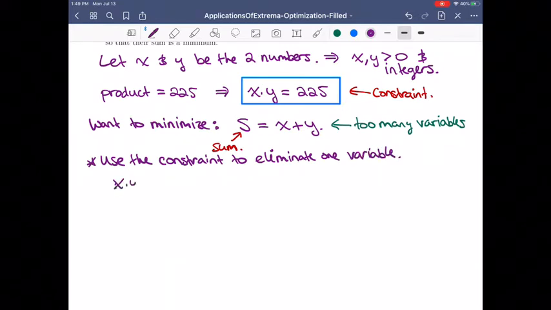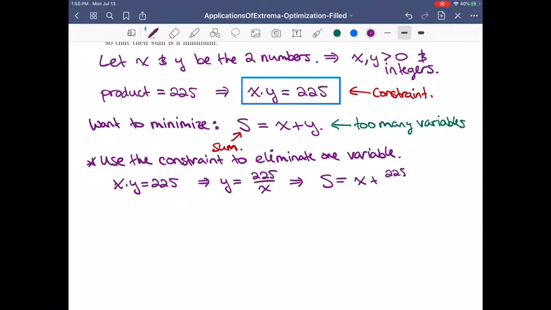Okay, so x times y equals 225. If I solve for y, that means that y is 225 divided by x. Then I can plug that into the sum and say that the sum should be x plus 225 over x, or maybe I want to write that as x plus 225 times x to the minus 1. Okay, this is my sum, and this is the thing that I want to minimize. Sometimes we call this the objective function. So our objective here is to minimize.